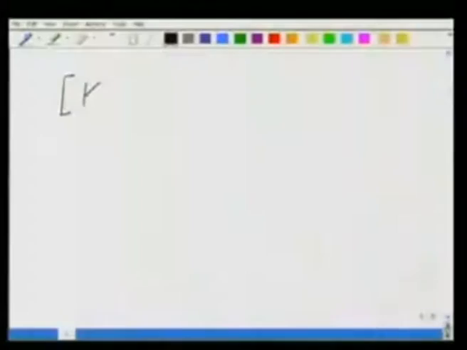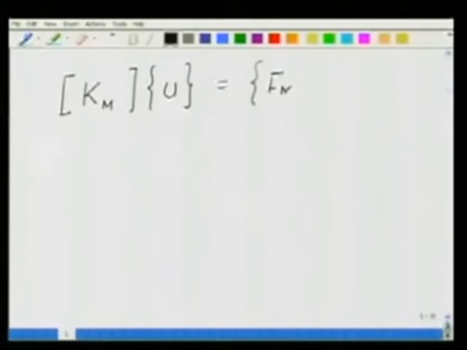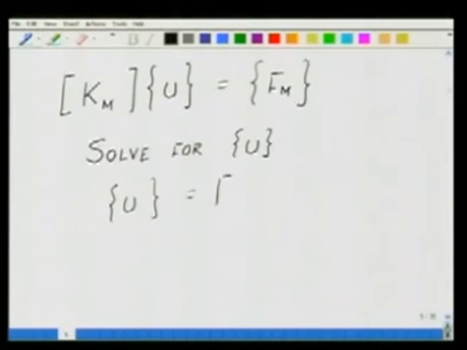So, if I now use this and write the system, I will call it K modified into the displacement vector U is equal to F modified. Once I have these two things, then I can solve for U. Now, how do I solve for U? I can solve for U by taking the inverse of K. So U will be equal to Km inverse into Fm.